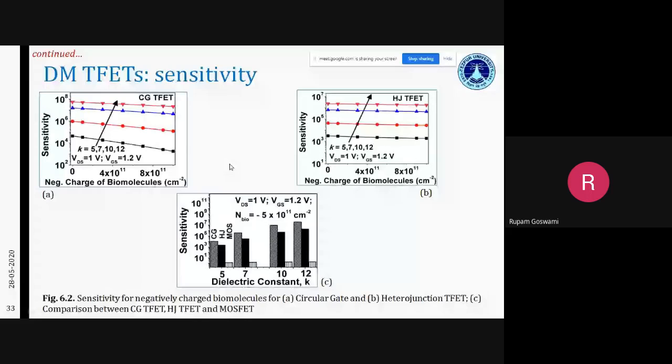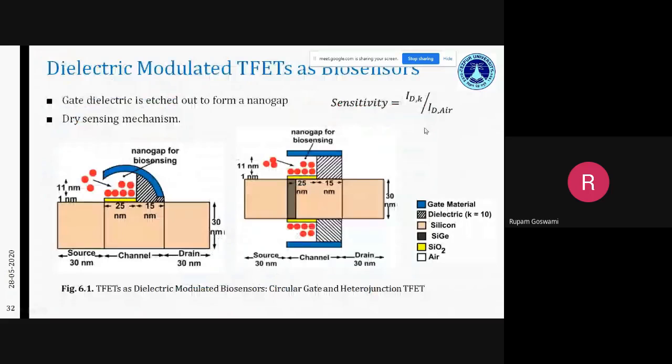Also, the magnitude of this negative charge is motivated by the charge of a DNA, of a negative DNA strand. So we have taken that value from one of the works by Rakhi Narang and Manoj Saxena. And from there, we have tried to vary the ranges and see how the sensitivity varies. And the expression for sensitivity is given here. So we have taken the air as a reference.